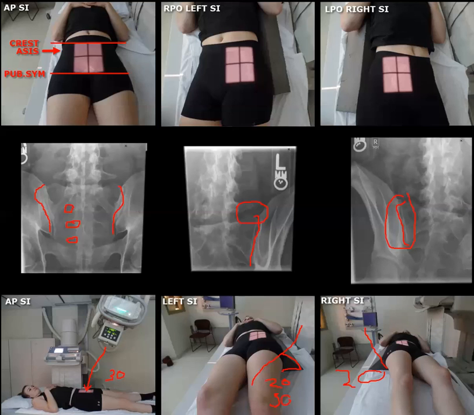So there you have it. That is your routine SI joints. Know that these can be done in RAO and also in LAO. If that is the case, we will be looking at the other joint space.